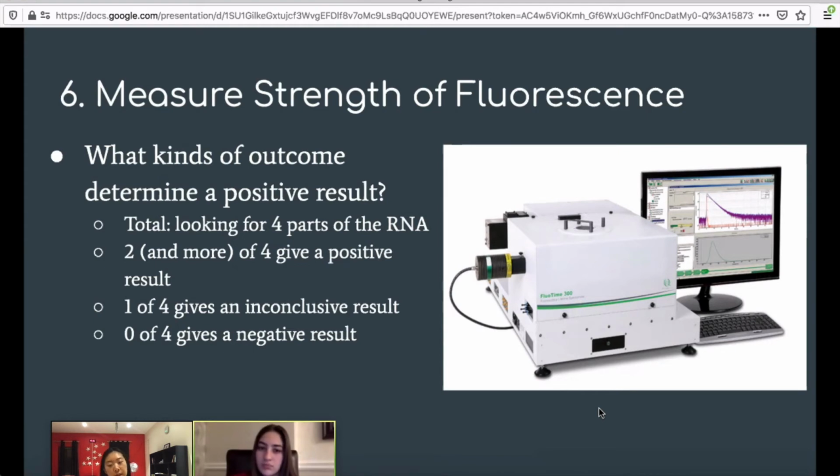Usually scientists look for 4 parts of the RNA from the COVID-19 virus. If there are 2 or more out of these 4 types of RNA strands, we will have a positive result, meaning that the person is actually infected by this virus. But if we get only 1 out of these 4, we will have an inconclusive result, meaning that we're not sure if this person is infected by COVID-19 or not. And finally, if we have 0 out of these 4, we will have a negative result, meaning that this person is clear from this virus, he is not infected.